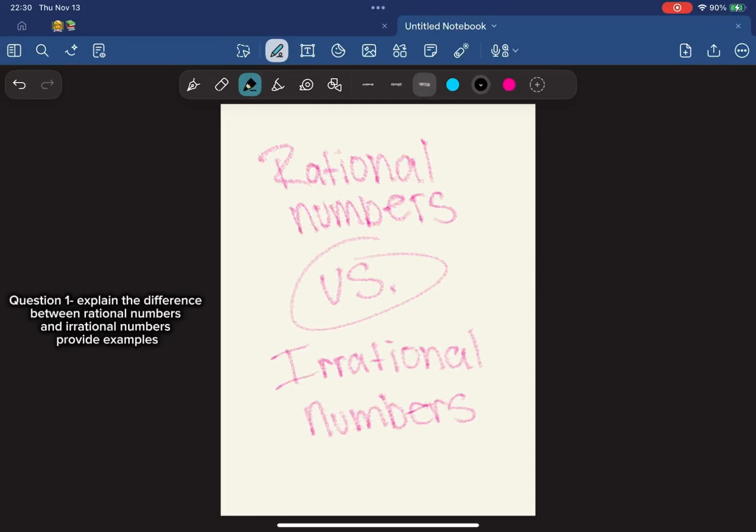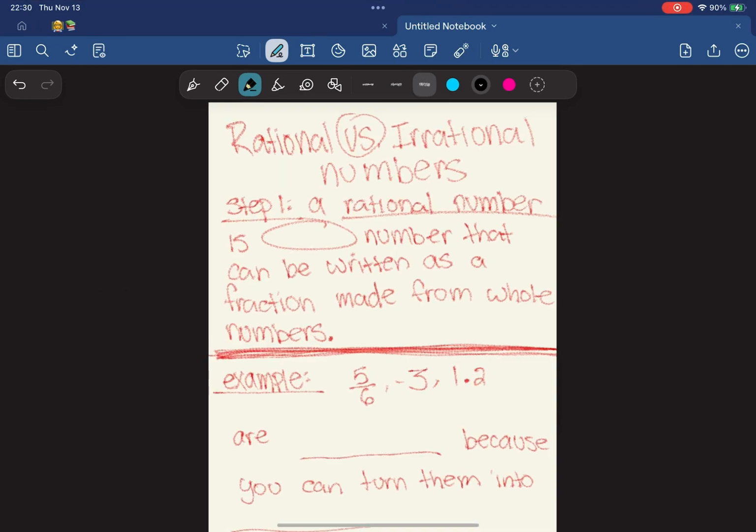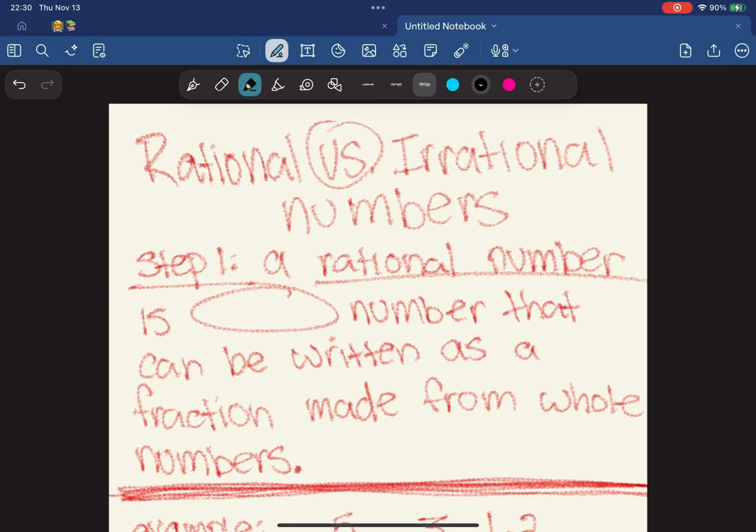Hello! So today in this video I'm going to explain the difference between rational and irrational numbers, and then I'll show you step by step how to divide and add fractions using manipulatives. So let's get started.